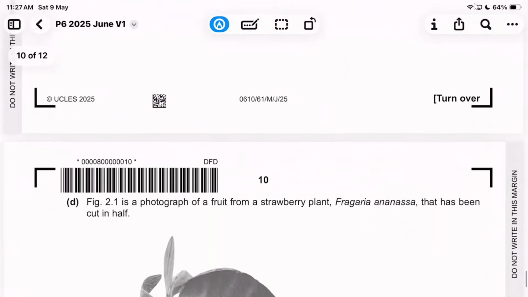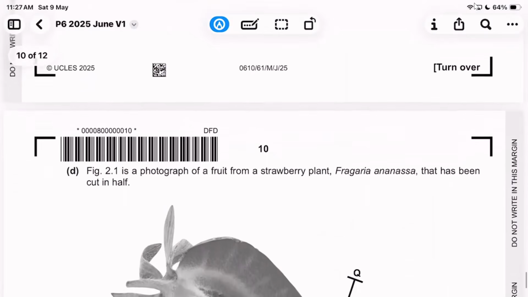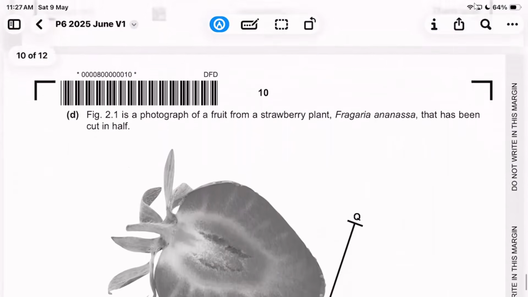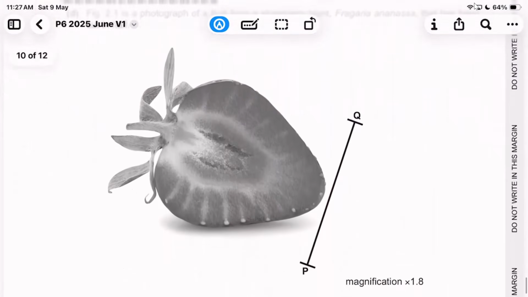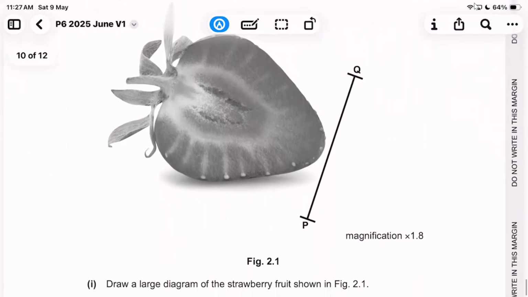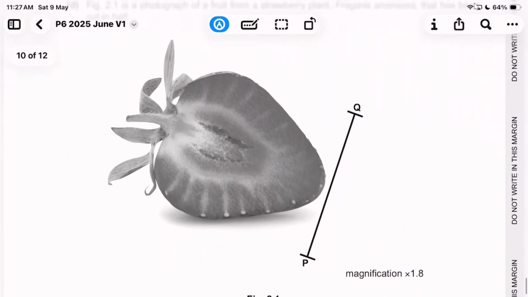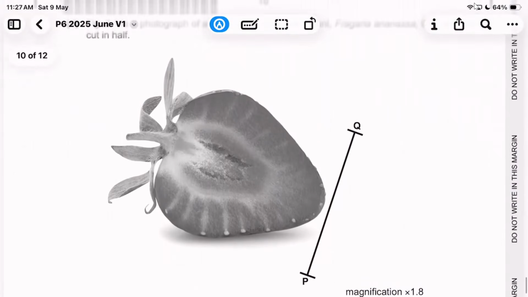Next question, this figure 2.1 is a photograph of a fruit from a strawberry plant that has been cut in half. Draw a large diagram of a strawberry fruit as shown in the figure. So when we have any diagram, we have to make an analysis of the diagram. What are the points that you have to know? So we have here this part with the details.